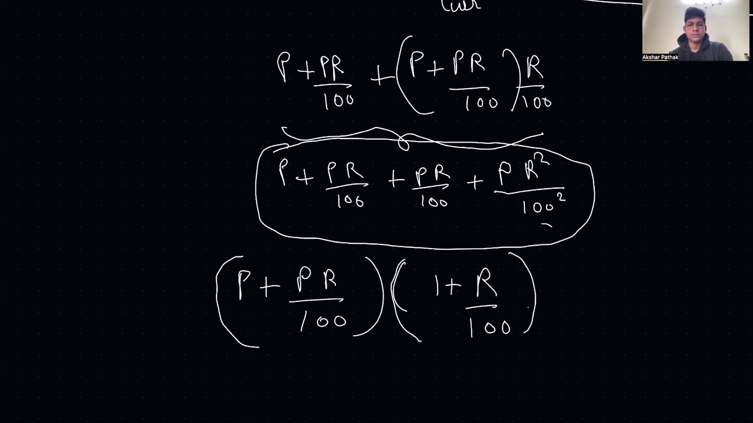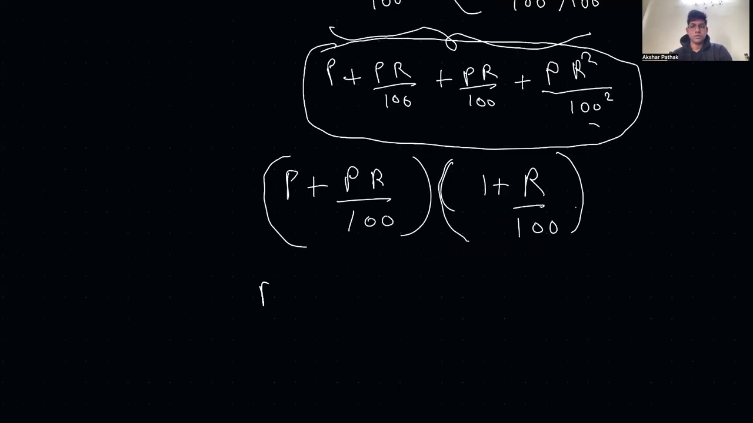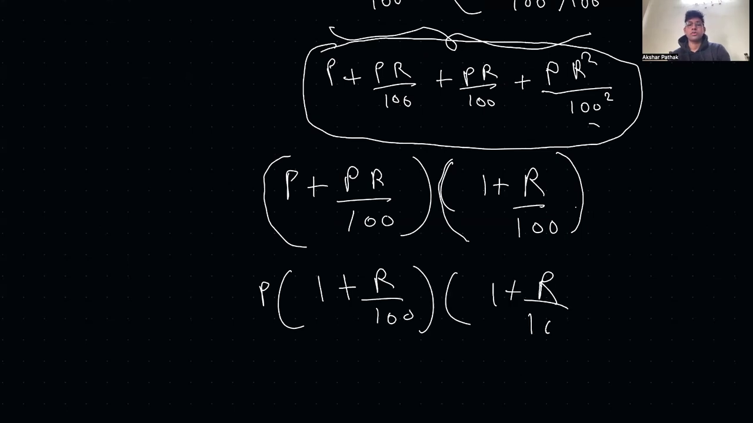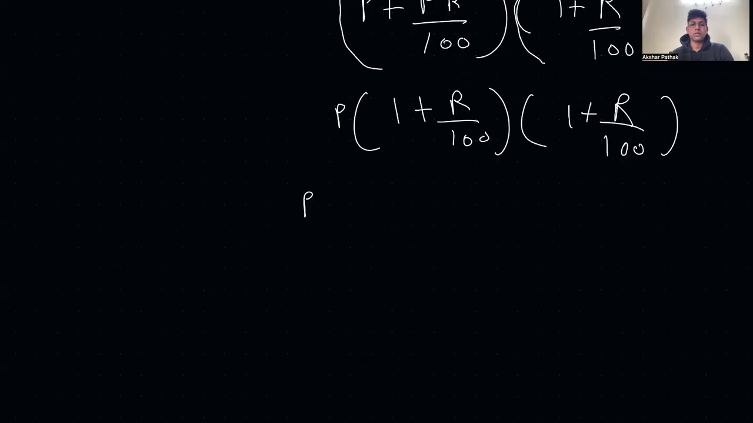And if you notice, P is common in both the terms. So 1 by 1 plus R by 100 into 1 plus R by 100. So after 2 years, our equation is P into 1 plus R by 100 whole square.